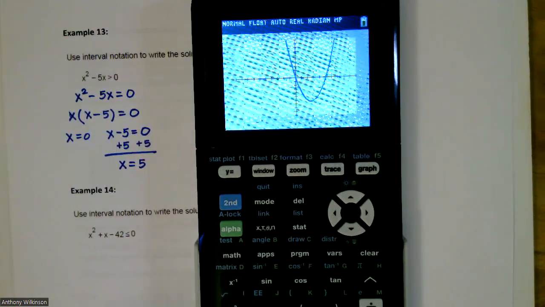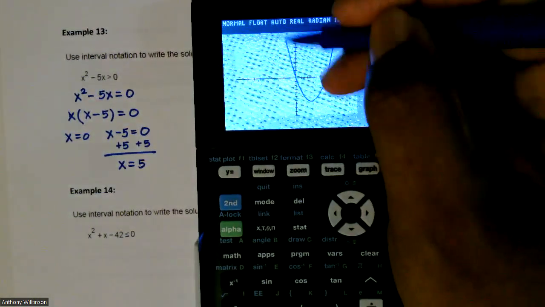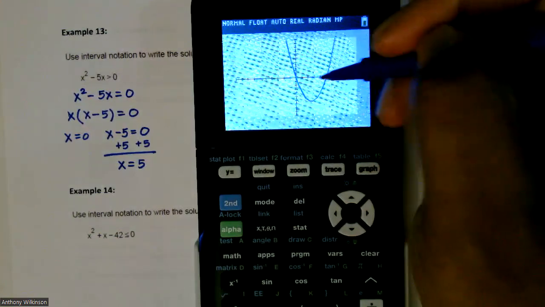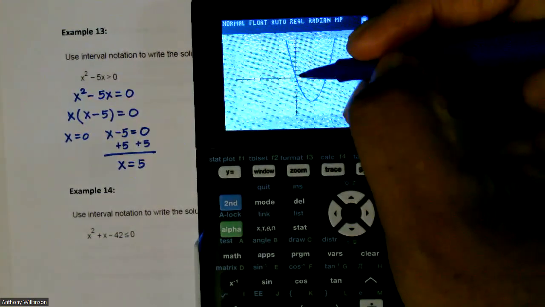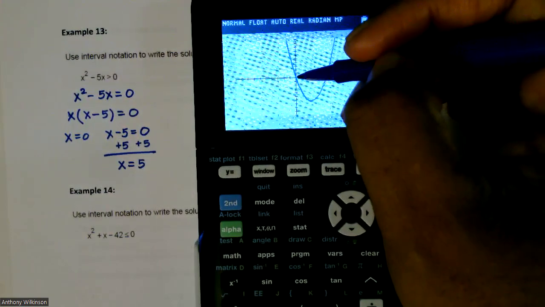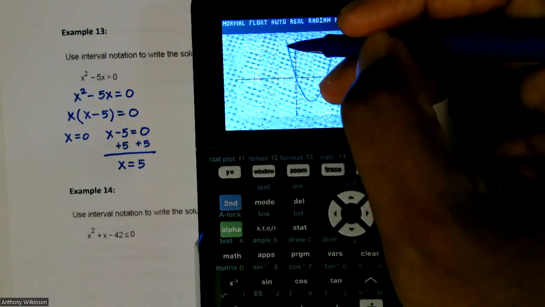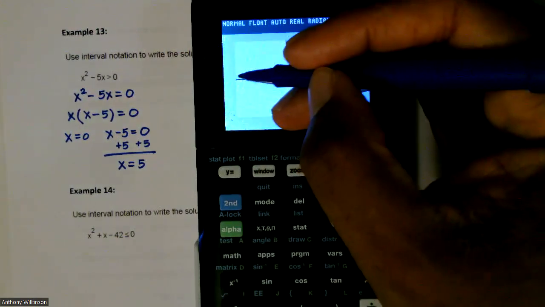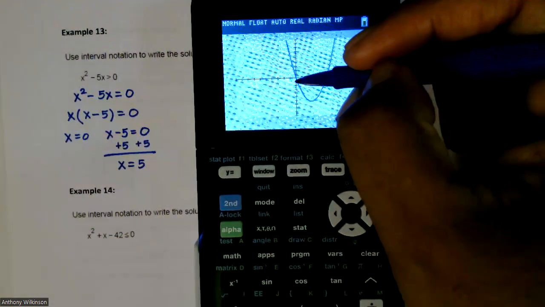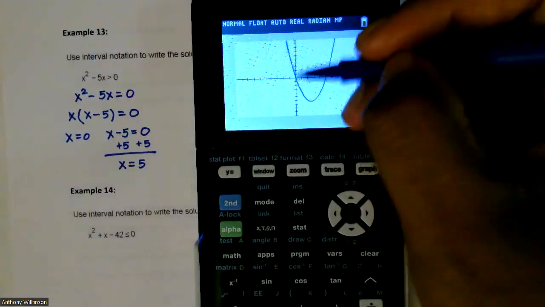Now, greater than 0 means that it has to be above the x-axis here, okay? So if you look at this graph here, you'll see at 0, this part is above the x-axis. And the interval for that would be from negative infinity up to 0. So that's one part of that interval.